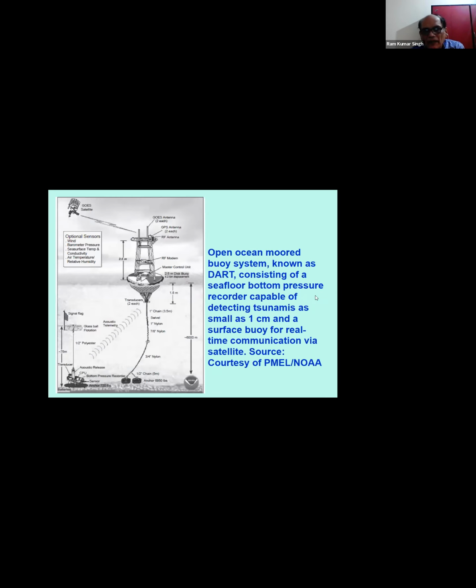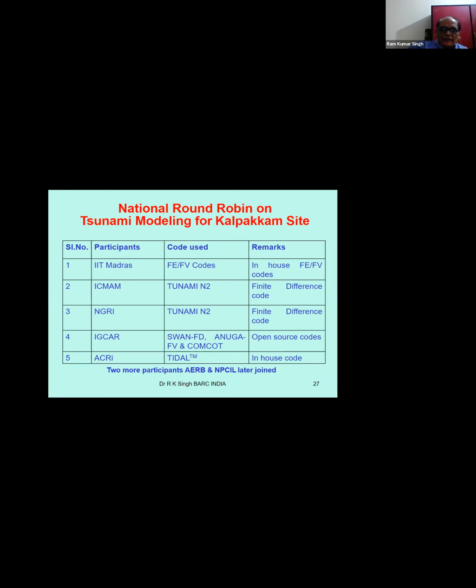This is a typical arrangement from NOAA. They have this arrangement where they have this bottom pressure recorder, and then they sense this, and through this satellite communication, they can communicate very fast, and they can give information or alert to the plant people and so on. So that was the advantage.